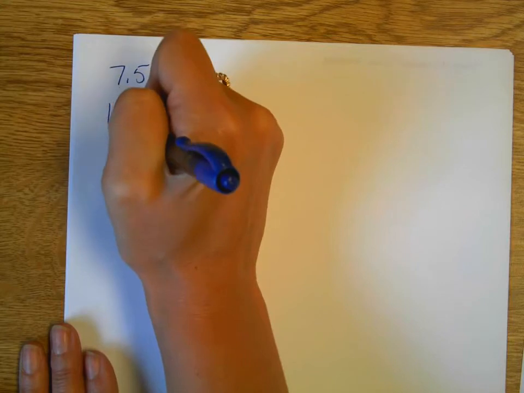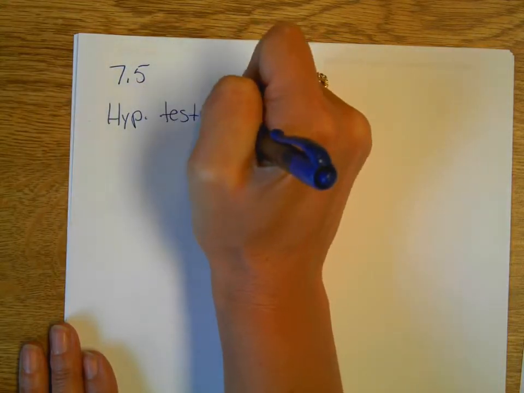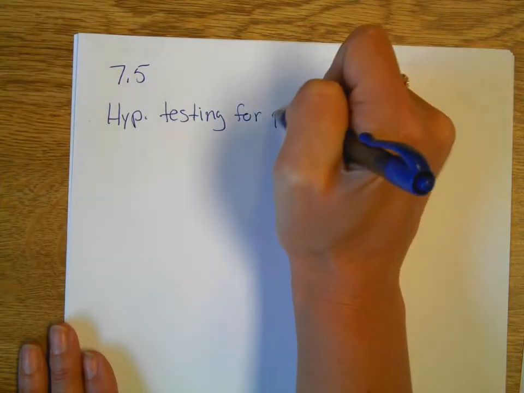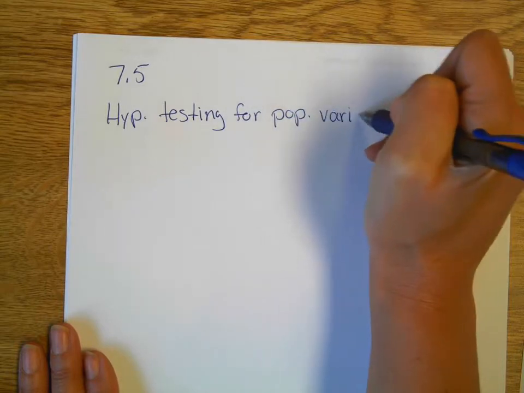Okay, 7.5, last section of the chapter. Hypothesis testing for population variance and standard deviation.